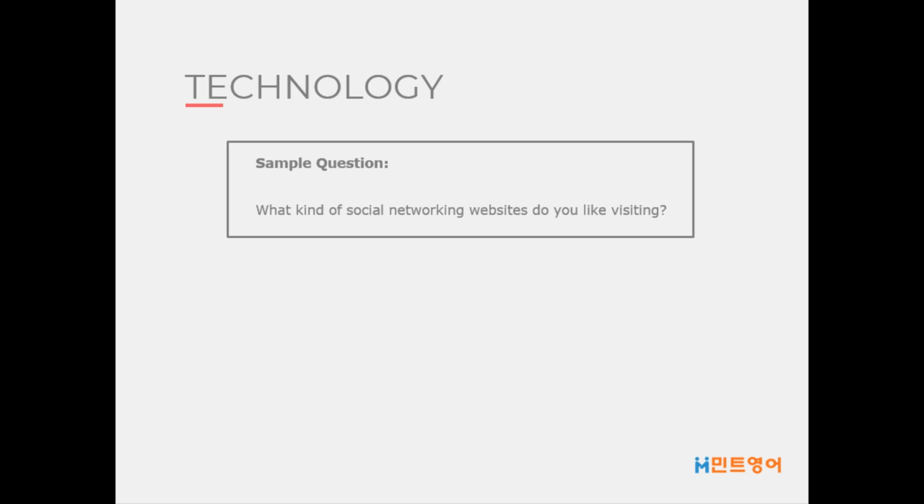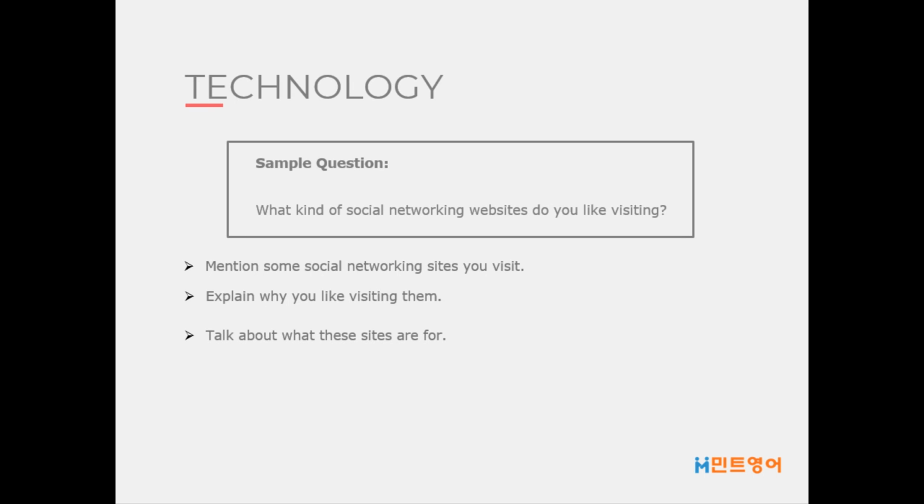To answer this question, you have to mention some social networking sites you visit. Explain why you like visiting these sites. You can also mention what these sites are used for. You can use adverbs of frequency or 0 conditional to explain how often or when you visit these sites.